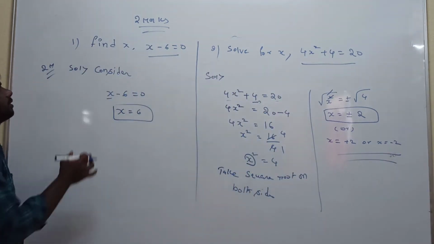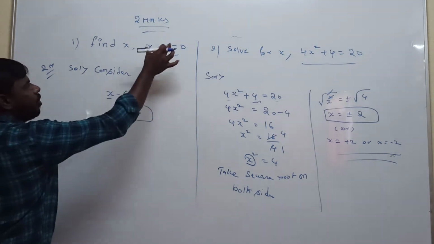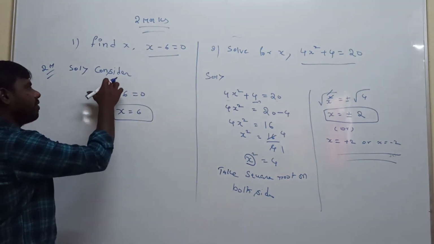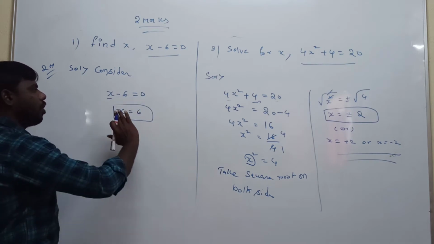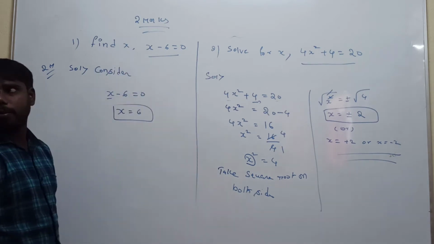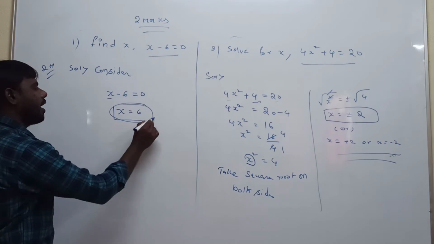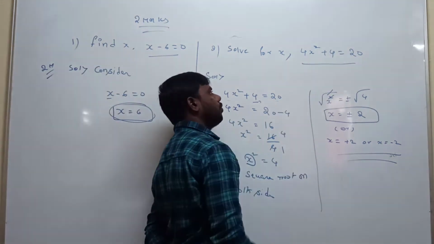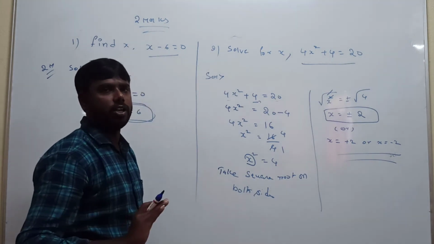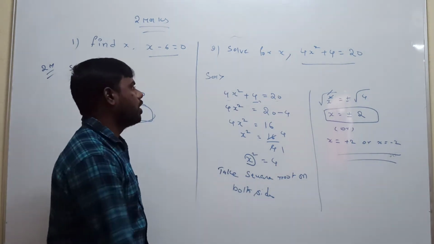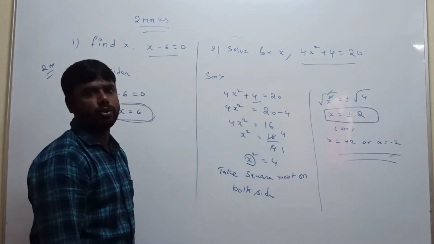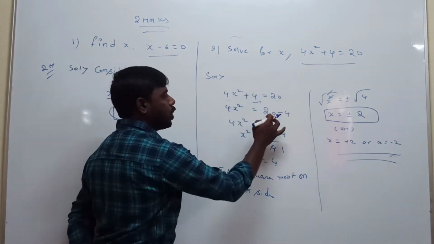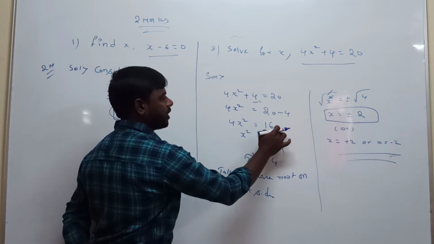Here the first question is to find x. What is the given equation to calculate x? x minus 6 is equal to 0. Minus 6, take to the other side, plus 6. So finally we got the x value. The second equation, 4x square plus 4 is equal to 20, is given. So all constant values, take to the right hand side. Plus 4 is also a constant value. That's why I am taking it to the right hand side. Plus 4 take right hand side, minus 4, getting 20 minus 4 is equal to 16.